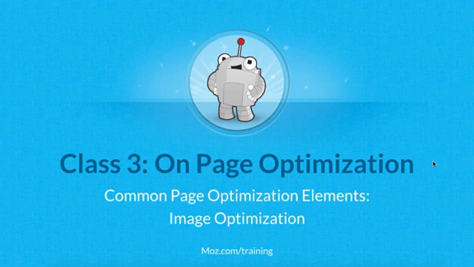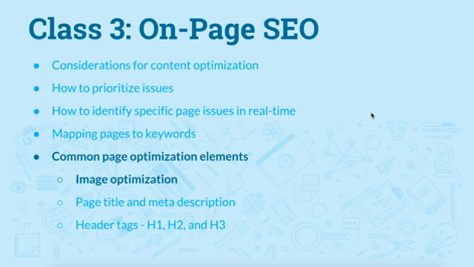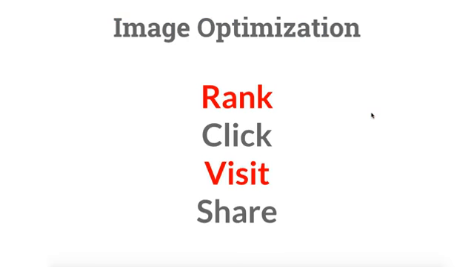This is the on-page optimization course, and in this lesson we'll be talking about a common on-page optimization element, specifically image optimization. Now, images are an important factor and relate to two of the goals on our conversion path. The first one is your ranking.